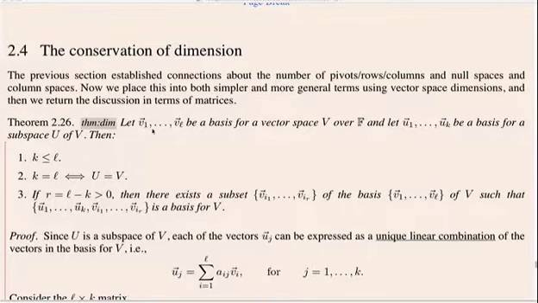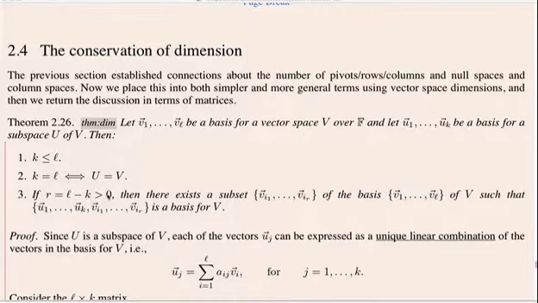First theorem of this section: let V1, ..., Vl be a basis for a vector space V over scalars F, and let U1, ..., Uk be a basis for a subspace U of V. Then k is less than or equal to l, the number of basis elements in the subspace compared to the number of basis elements in the vector space V. Also, k equals l if and only if U equals V.